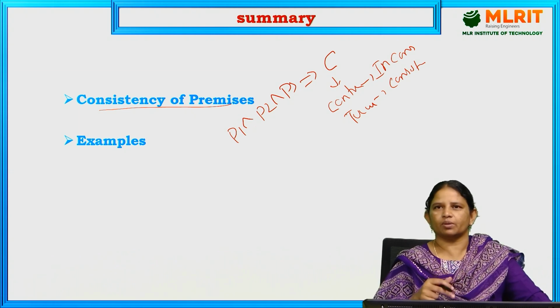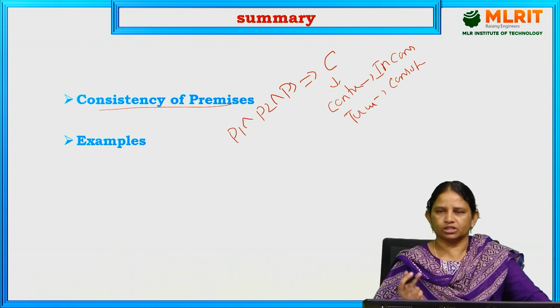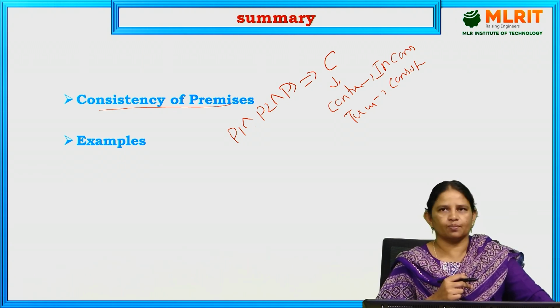That conclusion may be either consistent or inconsistent. If the conclusion is a contradiction, we can say that it is inconsistent, and otherwise we can say that it is consistent. We can understand these things by taking some examples.